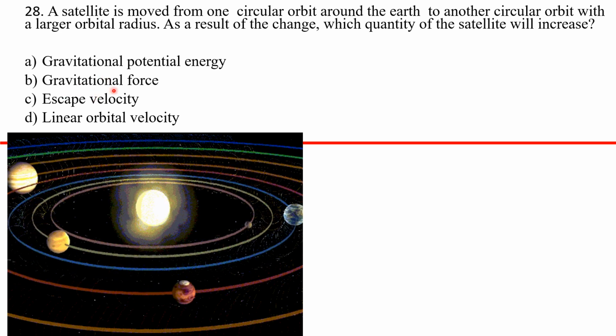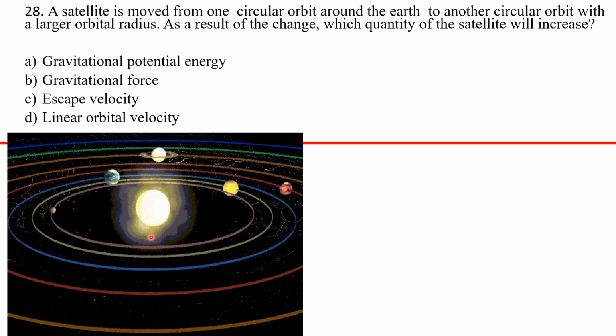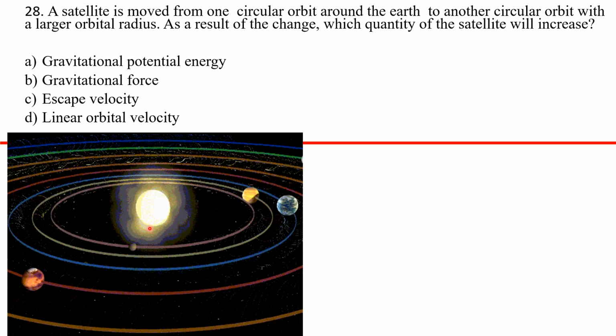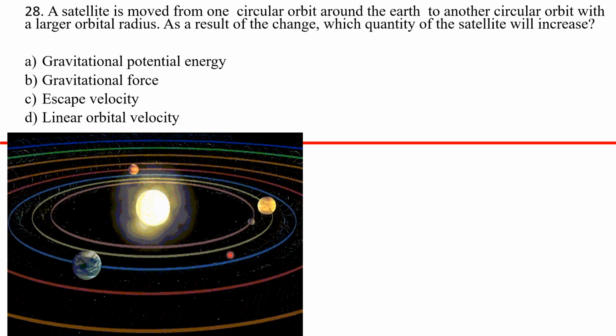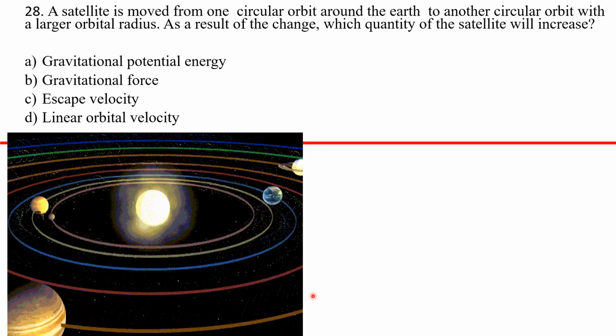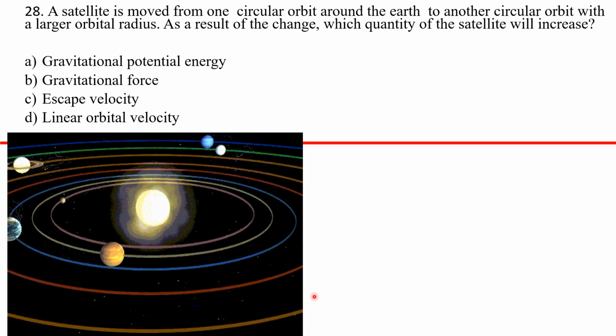Now, gravitational force, remember that it's directly proportional to the product of their masses, so the mass is not changing, and inversely proportional to the square of the mean distance between them. So if the satellite is going away from the Earth, you realize that the distance is increasing, and so the gravitational force does what?